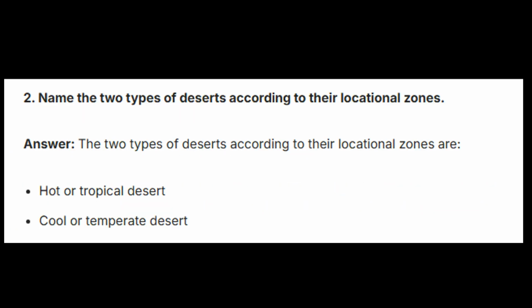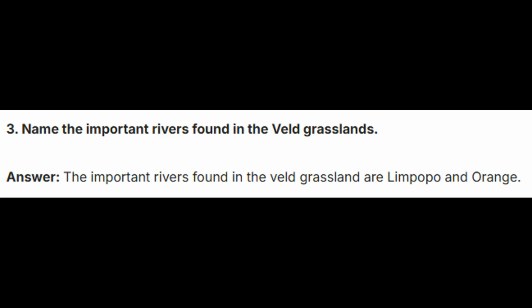Second, name the two types of desert according to their locational zones. Answer, the two types of deserts according to their locational zones are first, hot or tropical desert, second, cool or temperate desert. Third, name the important rivers found in the Veld grasslands. Answer, the important rivers found in the Veld grasslands are Limpopo and Orange.